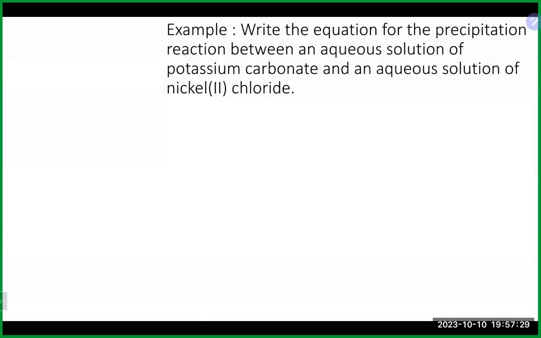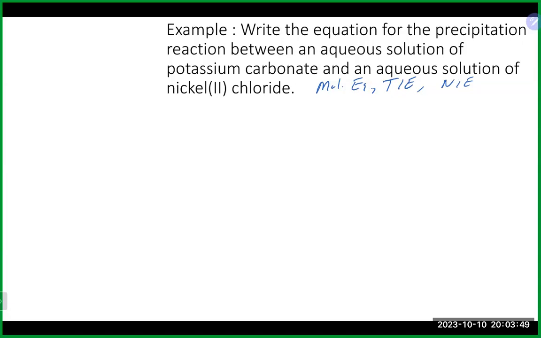All right, let's try one last one here. Write the equation for the precipitation between potassium carbonate and nickel II chloride. Write the molecular equation, write the total ionic equation, and write the net ionic equation as well. All balanced. Figure out your spectator ions, figure out maybe what's a solid, if there is one. That we start out with the correct formulas. So we'll start with that.